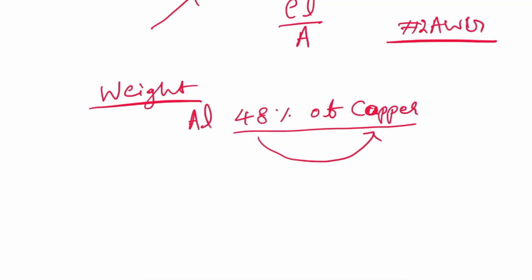Next is ampacity. Ampacity, of course, depends on the resistance value. So, the copper conductors do have better properties because of the less resistance or high conductivity. But obviously the aluminum cross-sectional area required is more compared to that of the copper due to its low conductivity.